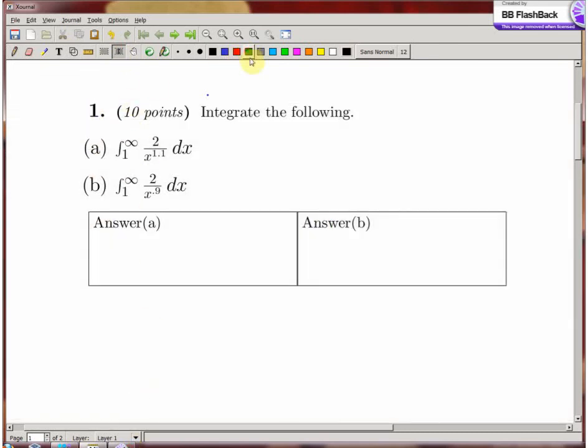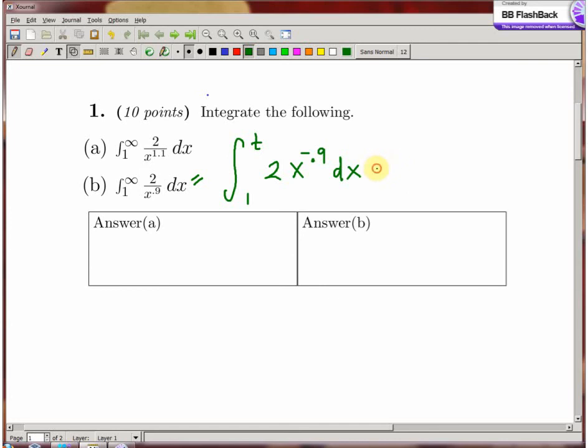Alright, so maybe I'll do this one in green. I could have done them both at the same time just by replacing 1.1 with like r or something, right? So what have we got? We've got to do the integral from 1 to t, and I'm just going to write this as 2 times x to the minus 0.9 dx. Did I write my dx last time? I hope so.